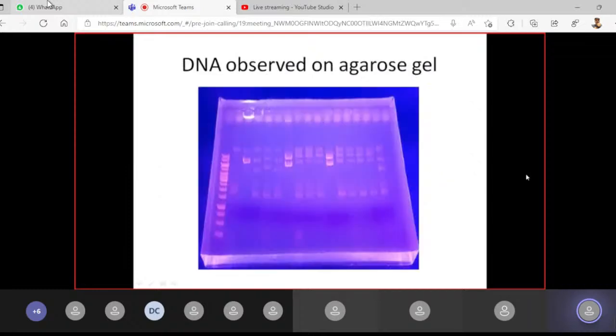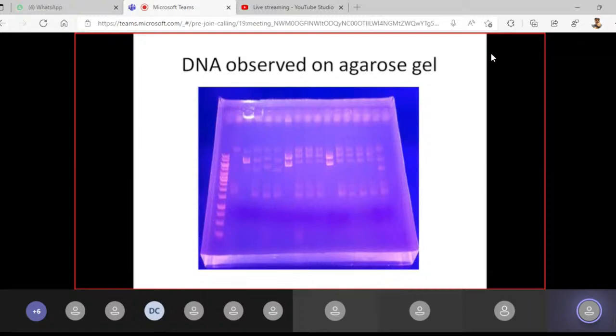For DNA, we add what is known as ethidium bromide. When you prepare the gel, you would have observed initially they added some component to the gel, which is known as ethidium bromide. This ethidium bromide is a chemical which reacts with nucleic acids and will give orange color fluorescence under UV light. So when you observe the gel under UV light, it will give orange color fluorescence.